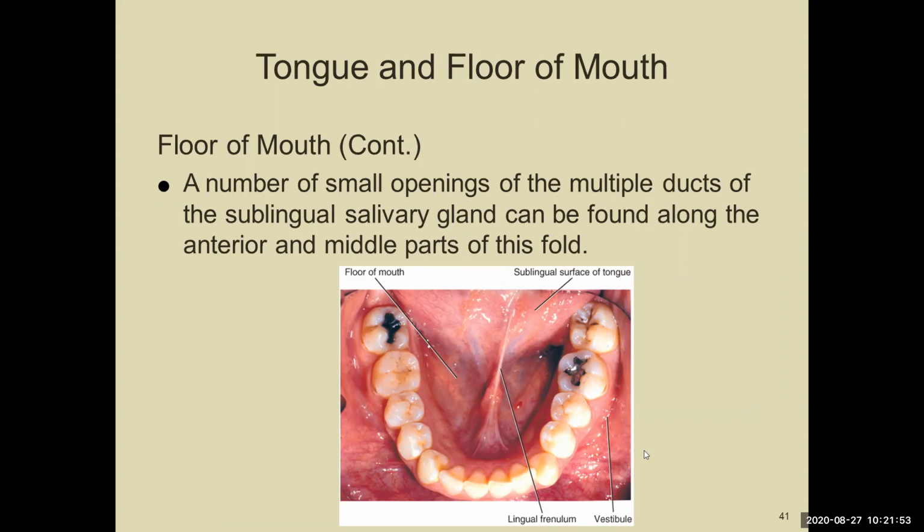A number of small openings of the multiple ducts of the sublingual salivary gland can be found along the sides and middle parts of the fold. So this is that sublingual fold right here. The sublingual surface of the tongue, the lingual frenum, and then this is the caruncle here. The vestibule is the space between the cheeks. So this is the labial vestibule and the buccal vestibule.